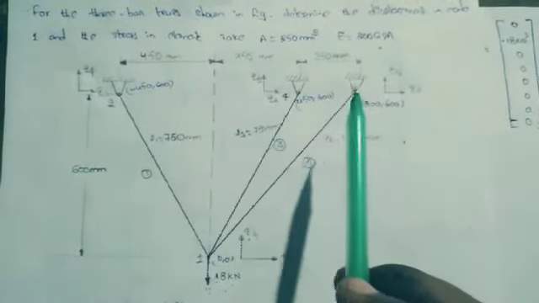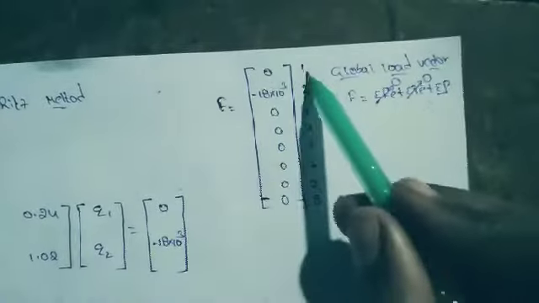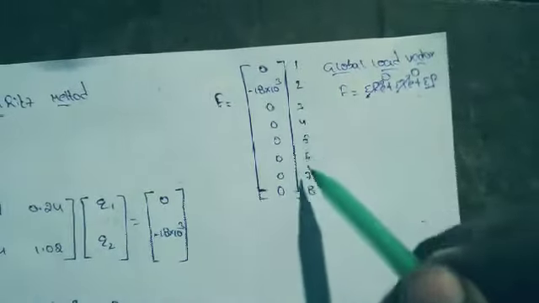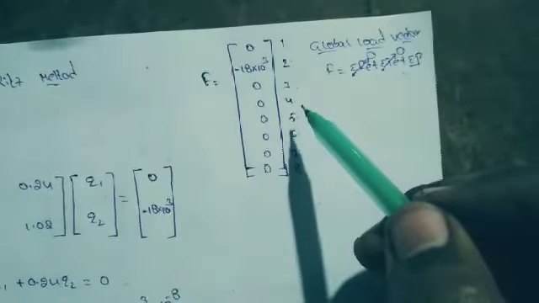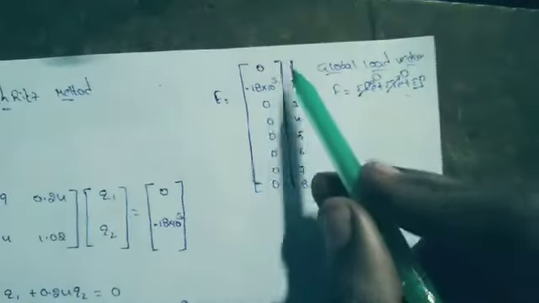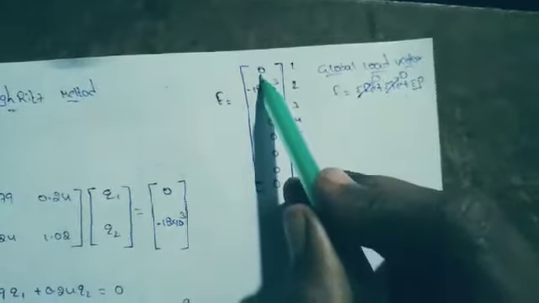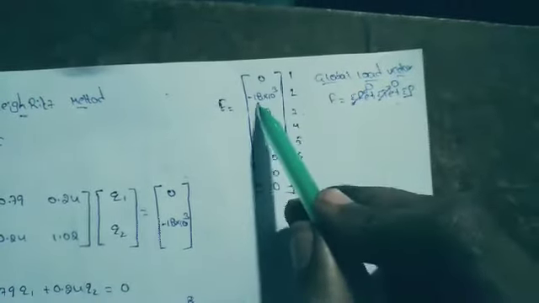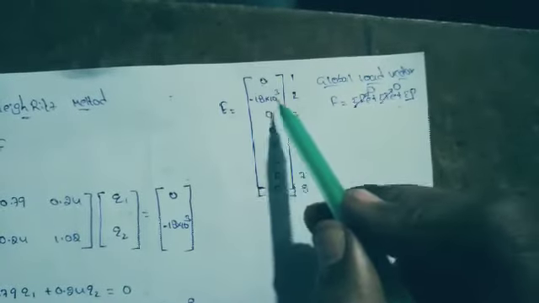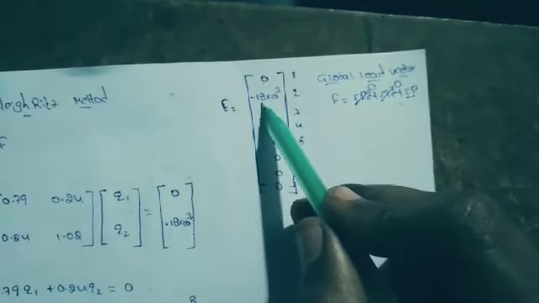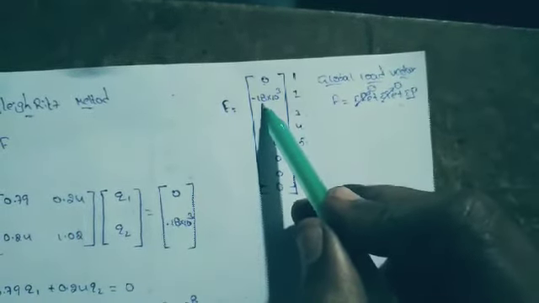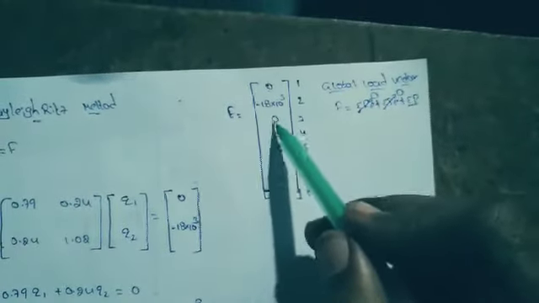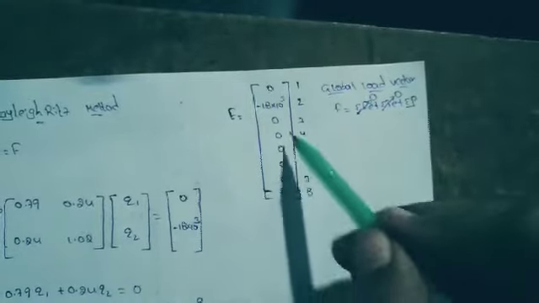At node 1, Q1, Q2, Q3, Q4, Q5, Q6, Q7, Q8 are the displacements at node 1, node 2, node 3, node 4 respectively. At node 1, there is no load along the Q1 direction, so keep 0. There is a load along the vertical direction, the Q2 direction, downward, so you keep it negative. For the remaining nodes there is no load, so keep all zeros. This is the F matrix.